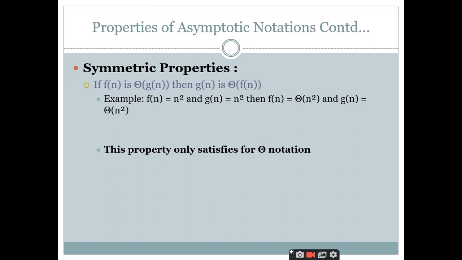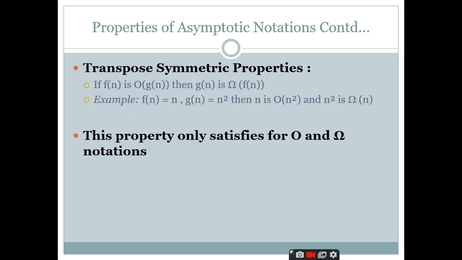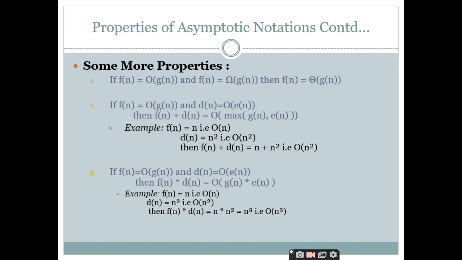So don't worry about the symmetric and transpose symmetric properties. We are not going to use them. But the last properties are very, very important. Please concentrate. This is our last slide. The first property is: if f of n is equal to big O of g of n and f of n is equal to omega of g of n, then f of n is equal to theta of g of n.